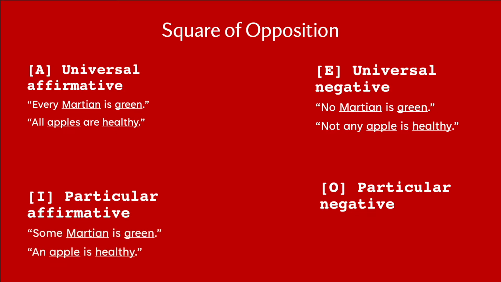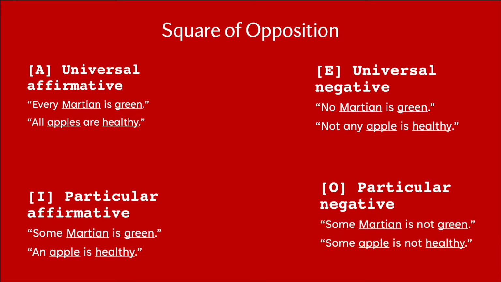Here's some examples of particular affirmative propositions, or I propositions. Some Martian is green. Here we're affirming green of a particular Martian, not necessarily of all Martians, but at least of some. Some Martian is green. Here's another example. An apple is healthy. We're affirming particularly of some apple that it's healthy. We're not necessarily saying every apple is healthy, but at least some apple is healthy.